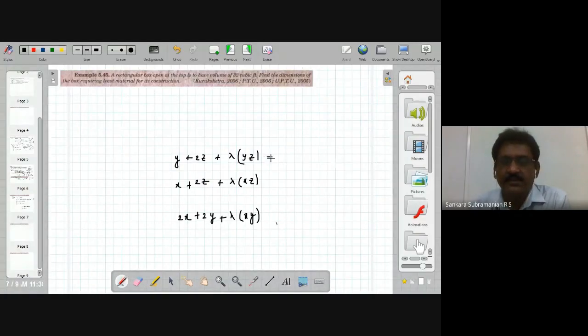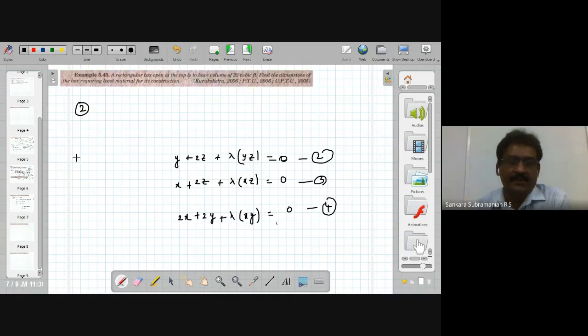So this is equal to 0. This is equal to 0. This is equal to 0. So this implies we get this is equation number 2. This is 3, and this is 4. From equation 2 and 3 and 4, I can find lambda, and lambda can be equated. 2 implies lambda equal to minus of y plus 2z by yz, which is minus of y plus 2z divided by yz, you get lambda.